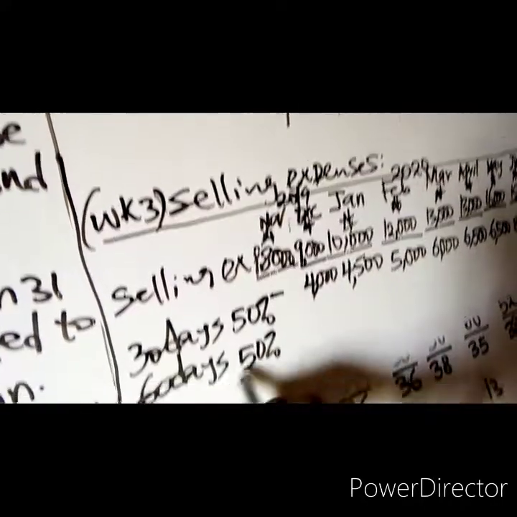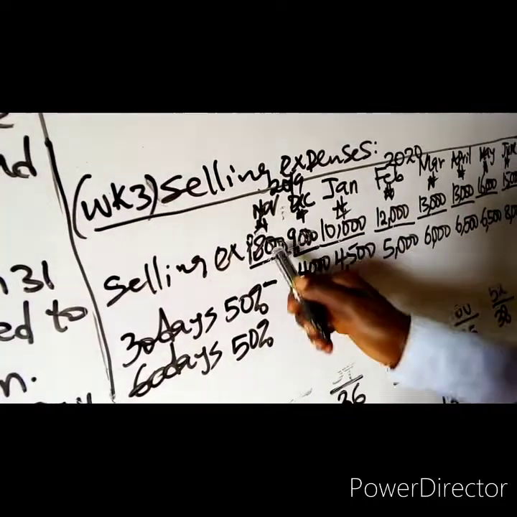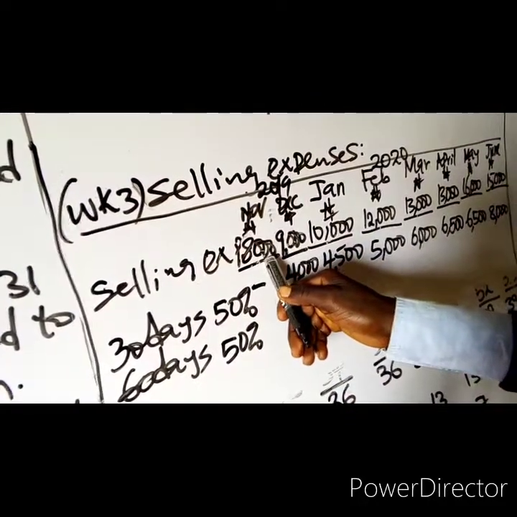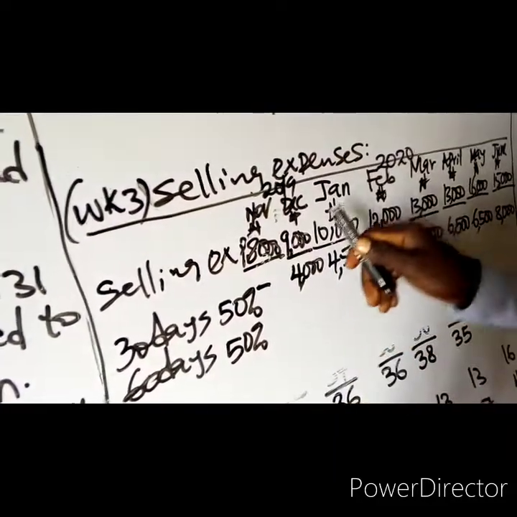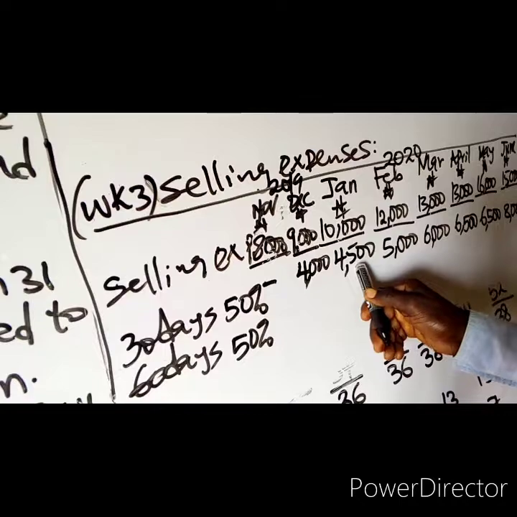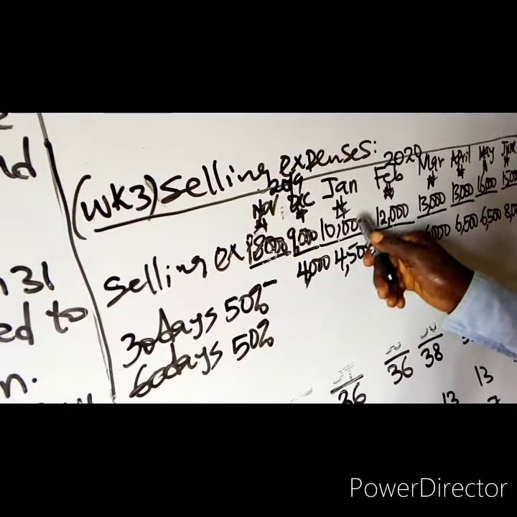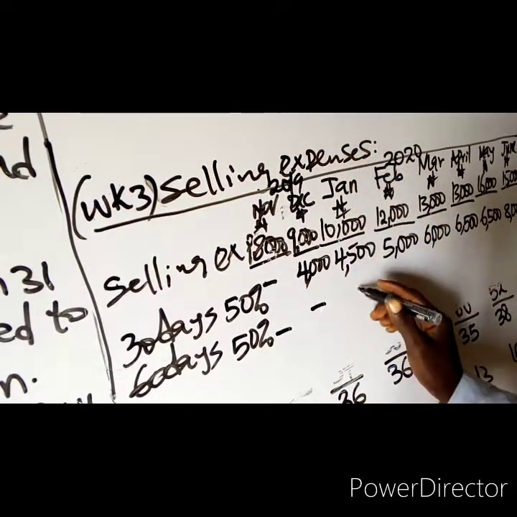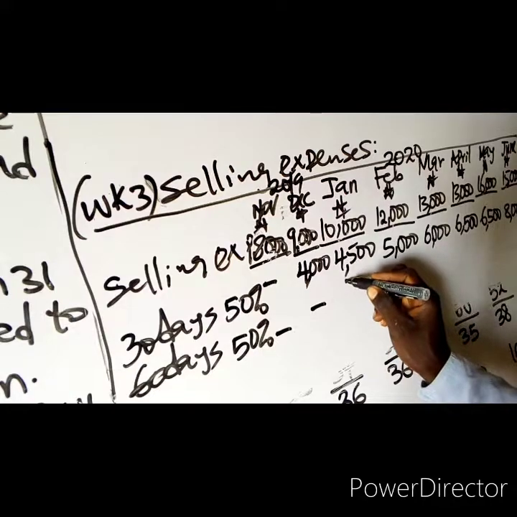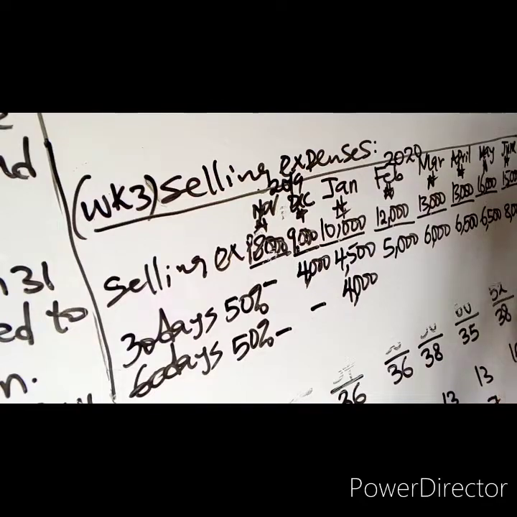Then the remaining 50% will be settled in 60 days time. That means 50% of 8,000, 60 days, that is 2 months. Count 2 months after November, we have December, January. That means 50% of 8,000 will be settled in January 2020. 50% of 8,000, and that is 4,000. 50% of 9,000, and that is 4,500.